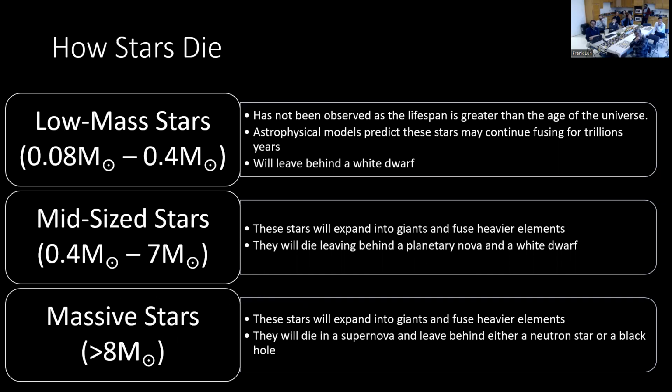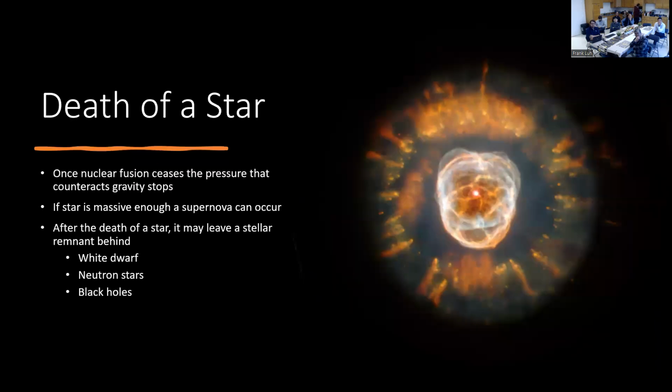Right. So basically, for low mass stars, the ones that are just using hydrogen, they're going to live for trillions and trillions of years. There actually hasn't been any observed because their lifespan is longer than the age of the universe. Right? Then you get your mid-sized stars, which are between 0.4 and 7 times the mass of the sun. These will generally expand into the giant phase and leave behind something called a planetary nebula and a white dwarf. That's what we saw on the previous slide. There, this is the planetary nebula. Basically, the outer layers of the star are left, and in the center of that, you have a white dwarf.